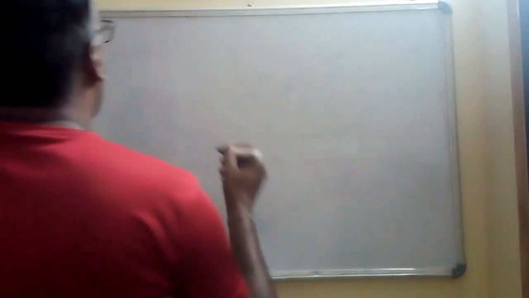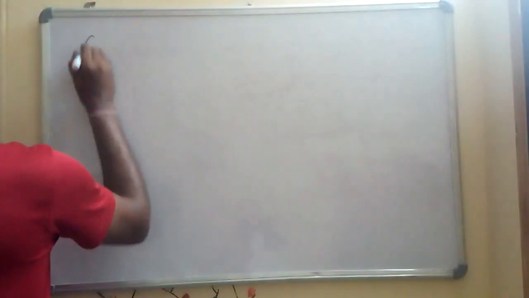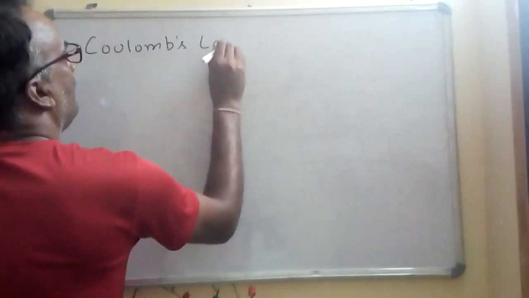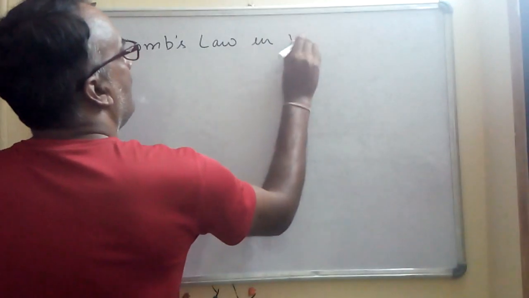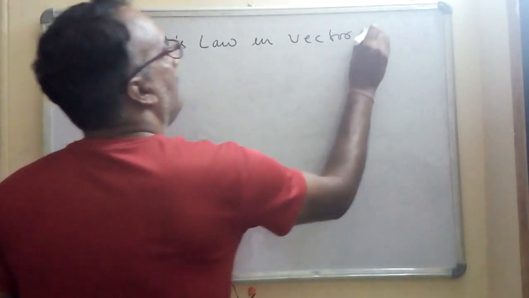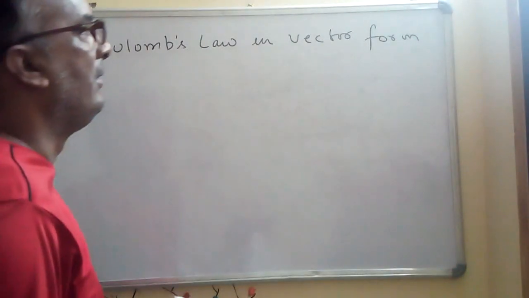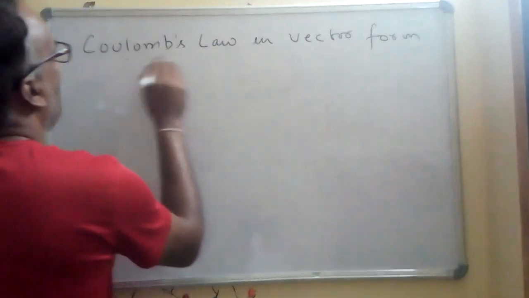So in that you have to recall some of the vector notations and some vector formulas, which you learned in your previous class, that is class 11 science. Okay, now see, Coulomb's law in the vector form. Okay, so for this we know that the Coulomb's law is what?